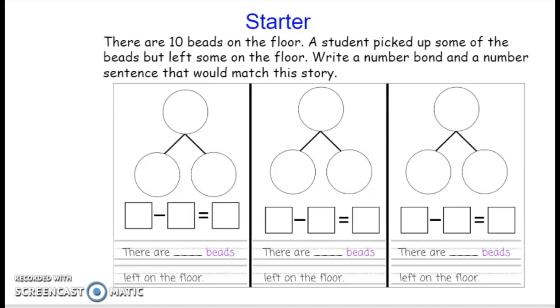Remember, great mathematicians always go back and reread the problem, so let's do that. There are 10 beads on the floor. A student picked up some of the beads, but left some on the floor. Write a number bond and a number sentence that would match this story. My friends, what do you notice about this story? What is interesting about this story? It's a little bit different from all the other stories we've read. Go ahead and tell a friend or a family member.